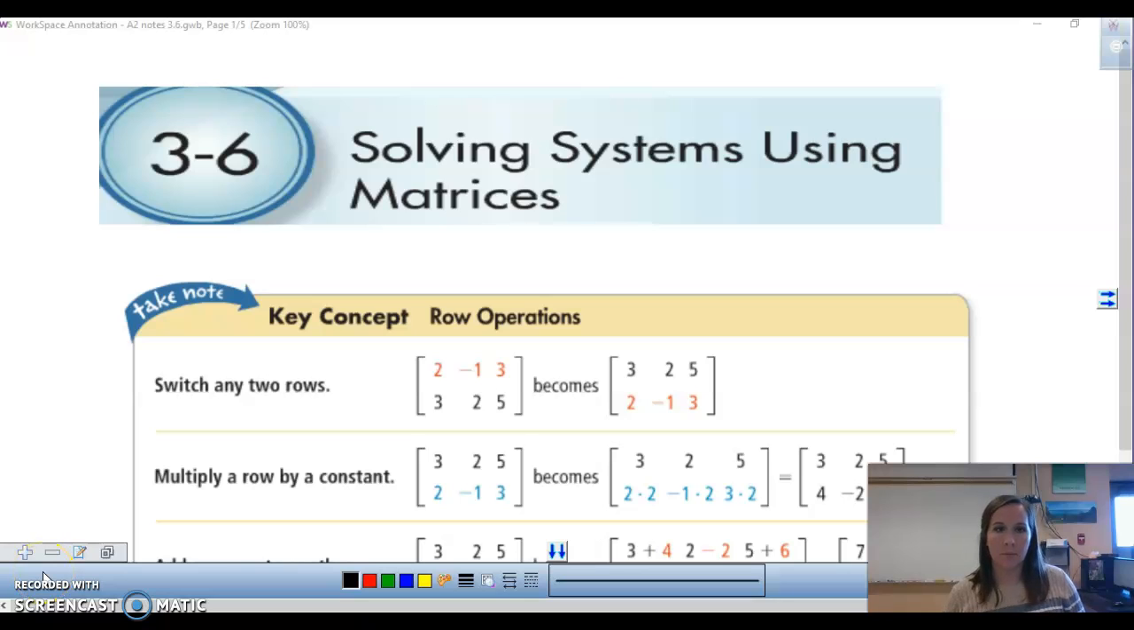Hi everyone. This is the video for 3.6, solving systems using matrices. So we're skipping 3.5. That is the long way, the algebraic way of how to solve three-equation systems. I'm going to show you how to solve those using your calculator.